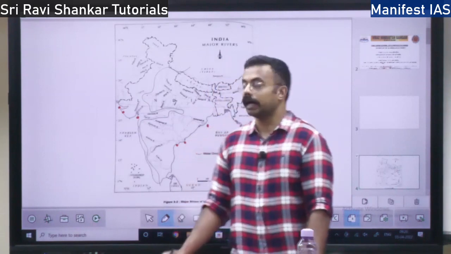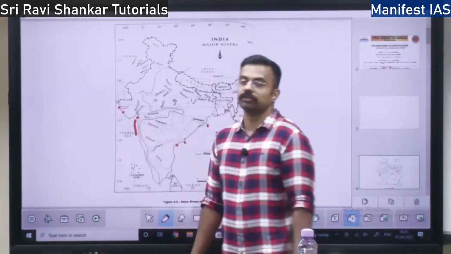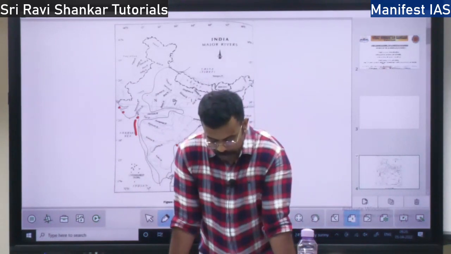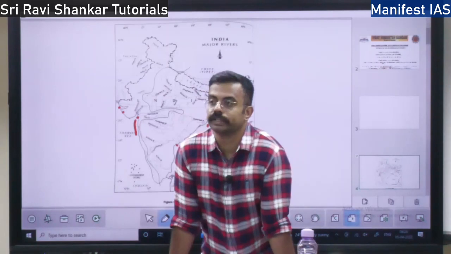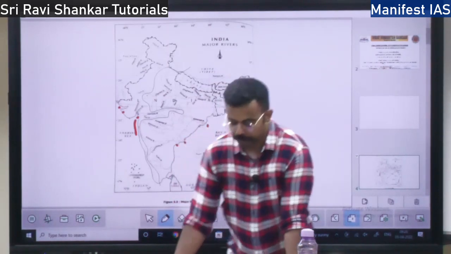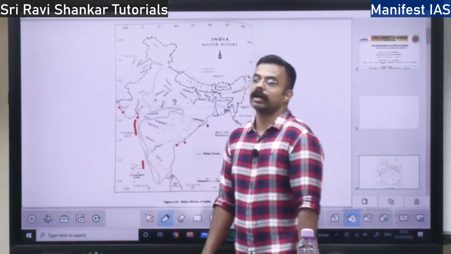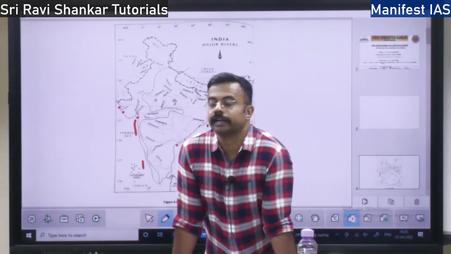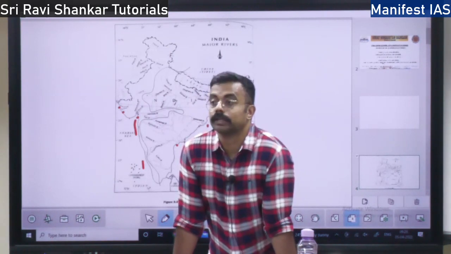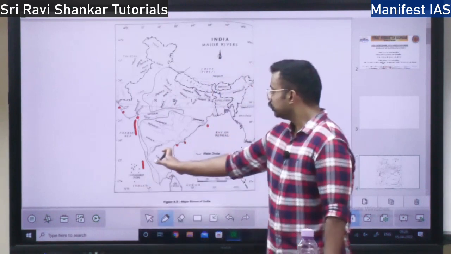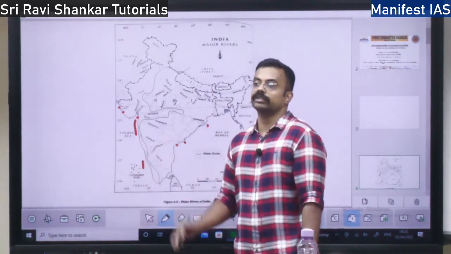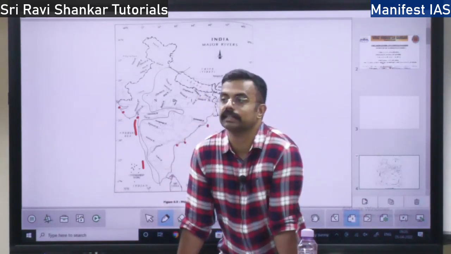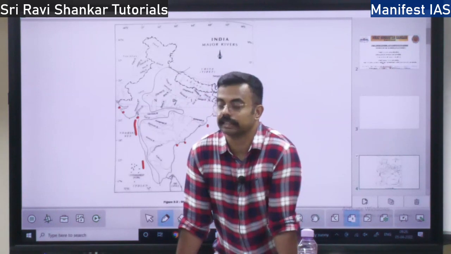Then in the Maharashtra region, this western coastal plain is called the Konkan coast. Whereas in the Karnataka and Goa region, it is called the Goan coast. And in the Kerala region, it is called the Malabar coast. Then in Kerala, you will find what are called backwaters. What are backwaters? The sea water gets extended into the land. These are called kayals. Backwaters are called kayals in the Kerala region, right?